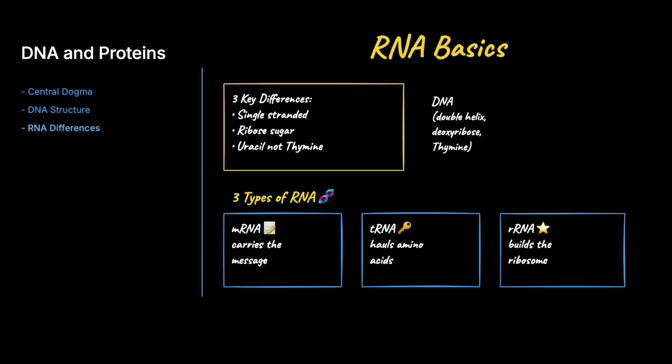There are 3 kinds worth knowing. Messenger RNA carries the message, transfer RNA hauls amino acids, and ribosomal RNA builds the ribosome.